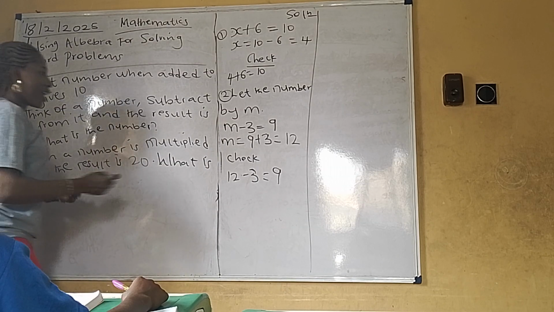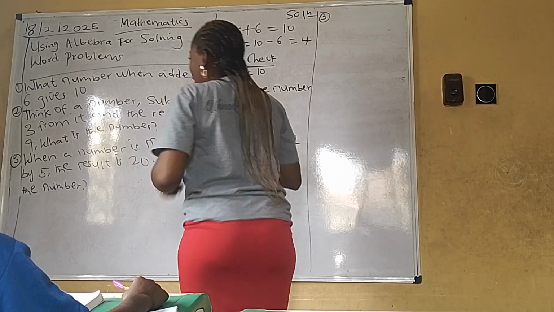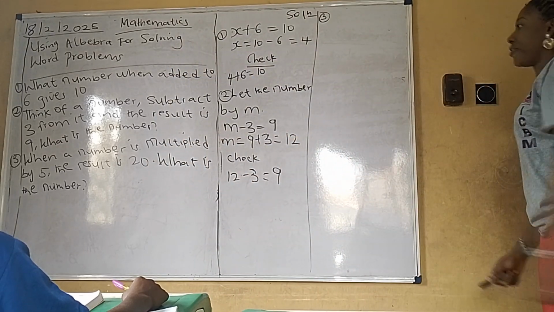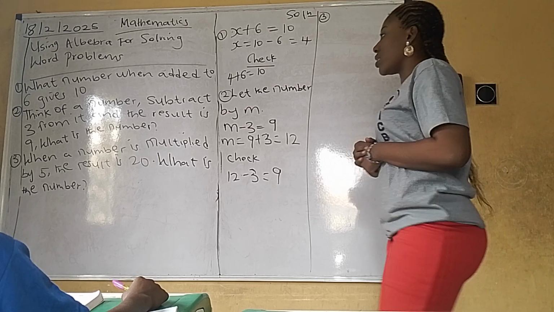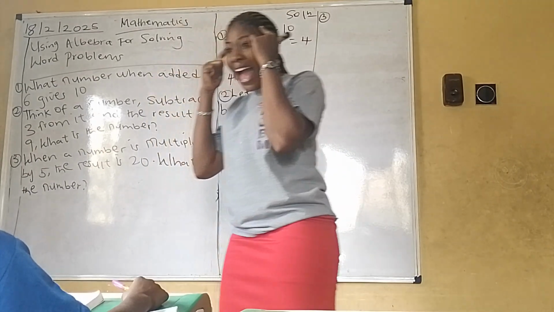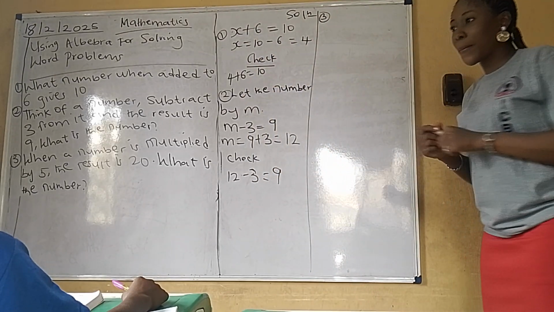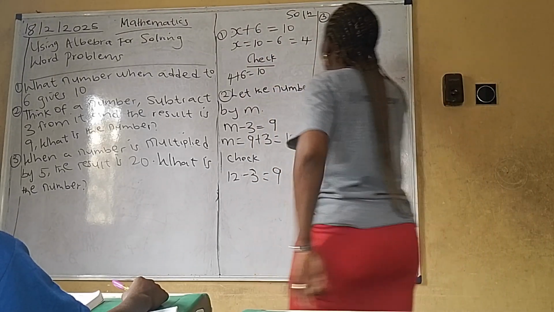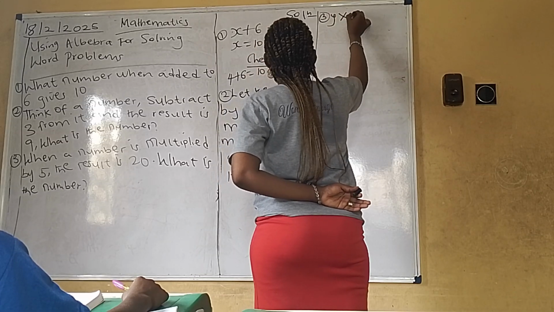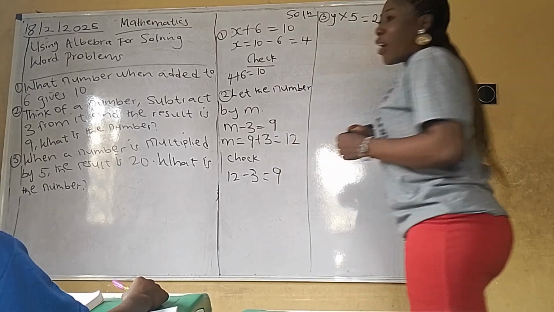Okay, the next question. Number 3, what does it say? It says when a number is multiplied by 5, the result is 20. What is the number? Now, what do we do first of all? We think of the number as a what? A letter. So give me a letter. Y. So we say Y is multiplied by 5. The result is 20.